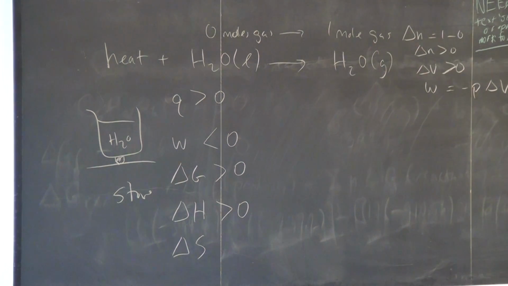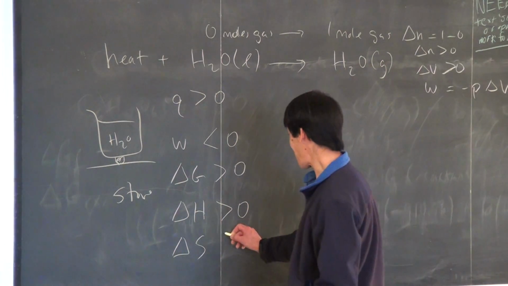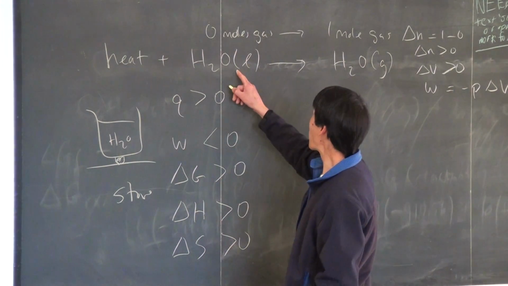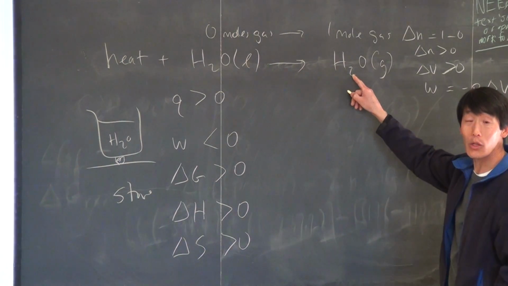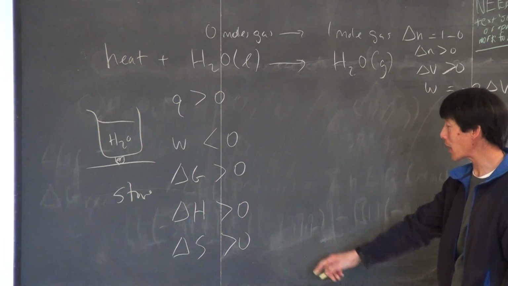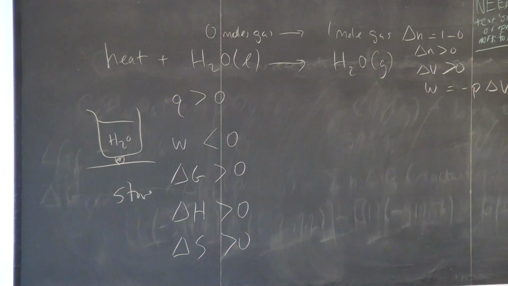What about delta S? Is that going to be greater than 0 or less than 0? And how do you know it's greater than 0? Liquid to gas. Yeah, like Juan says, we have a liquid going to a gas. A gas is more disordered than a liquid, so we can predict that delta S should be greater than 0. And if you do the calculation using Hess's law, delta S should be positive.